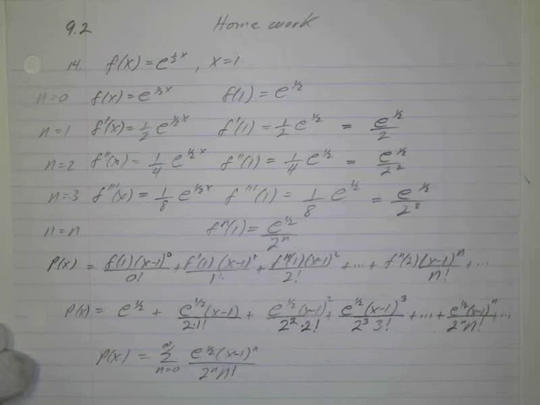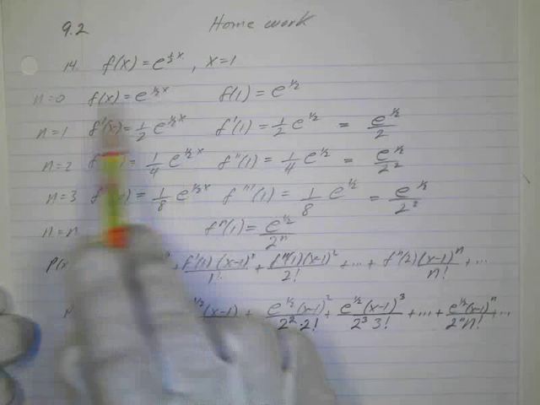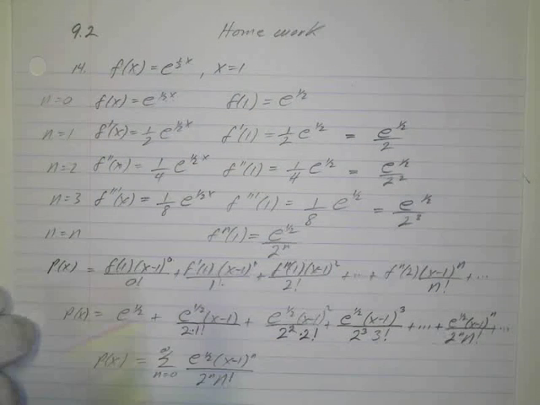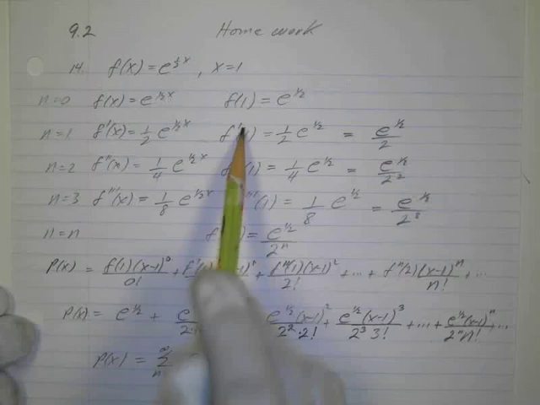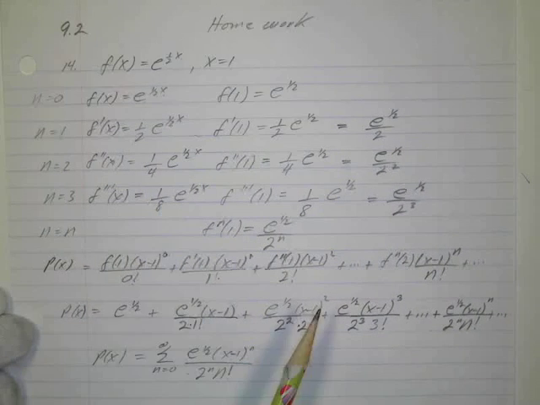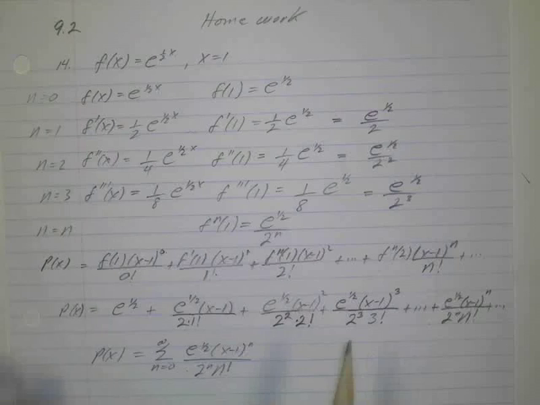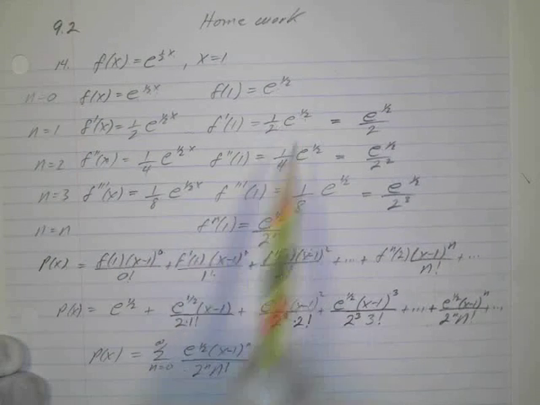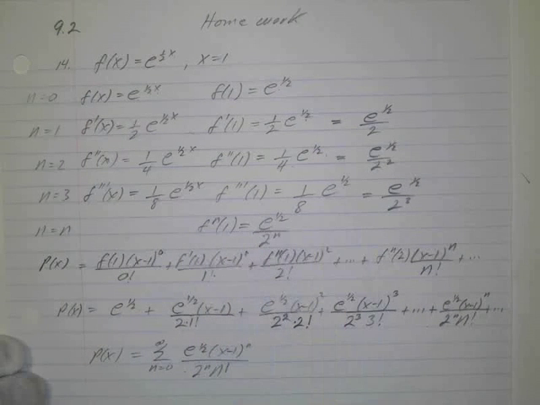So we need to find our derivatives. The function is e to the 1/2 x, so this is the f of x when n is 0. Then f prime is 1/2 e to the 1/2 x, f double prime is 1/4 e to the 1/2 x, and f triple prime is 1/8 e to the 1/2 x. And then if I put 1 in here for x, I get e to the 1/2, 1/2 e to the 1/2, 1/4 e to the 1/2, 1/8 e to the 1/2.